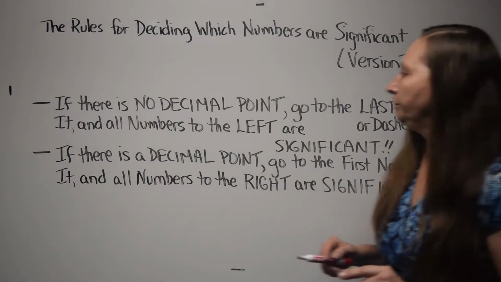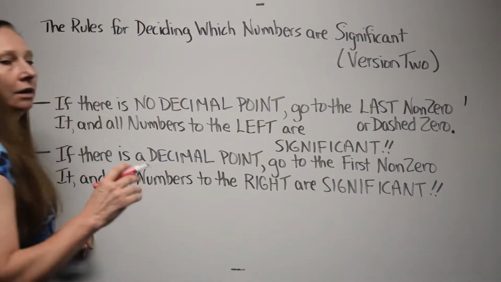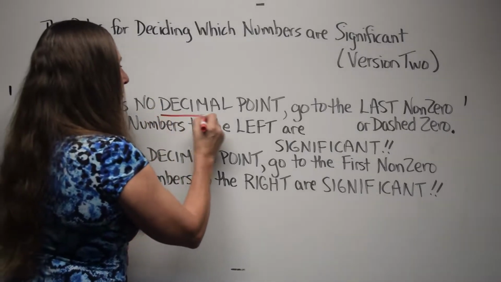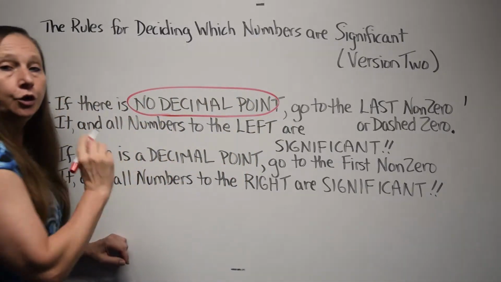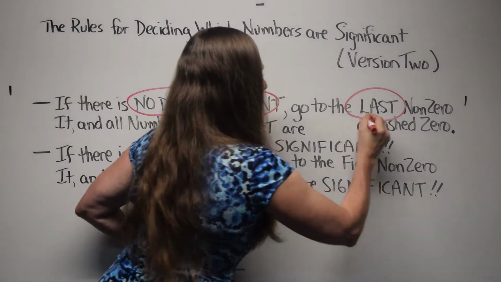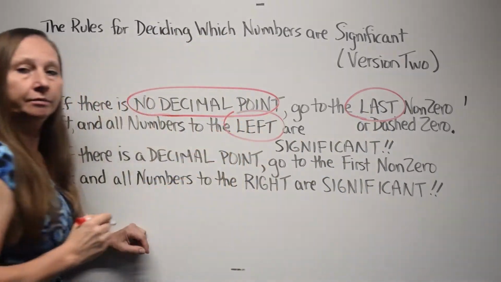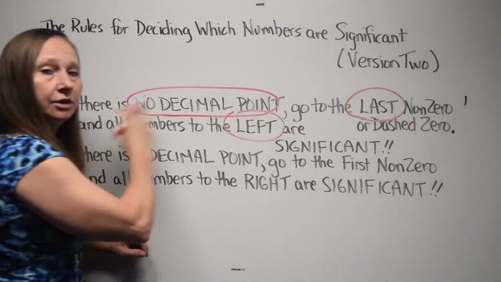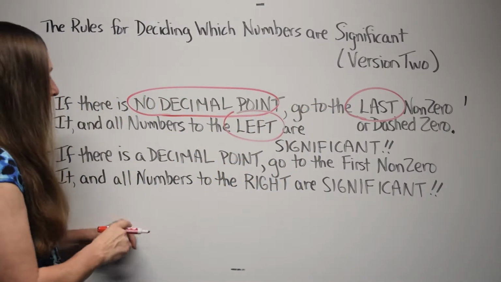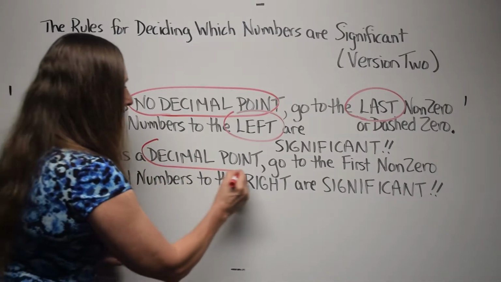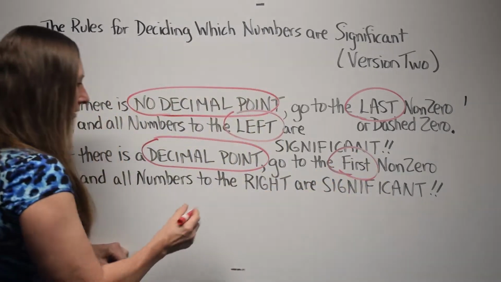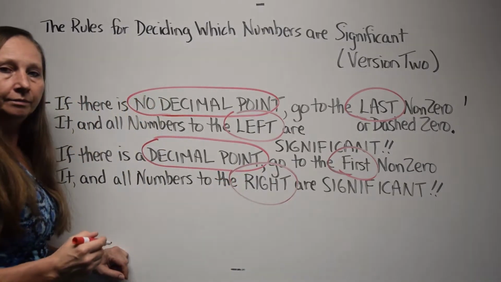All right, now let's make this even shorter. No decimal point: last, left, LL. If there's no decimal point, last and to the left. If there is a decimal point, go to the first and to the right.